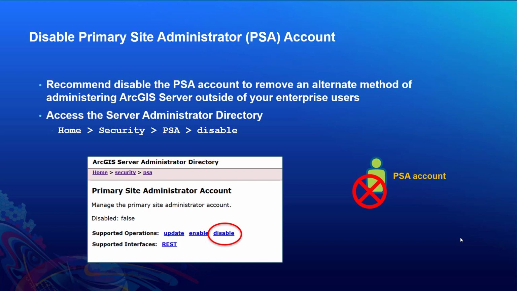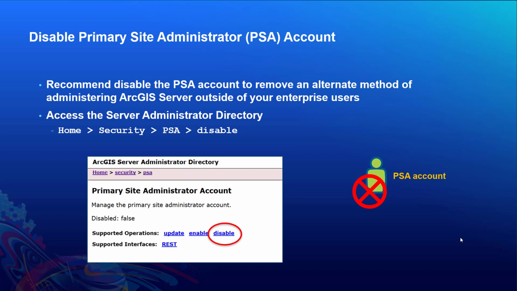So that helps to ensure accountability because your administrator accounts are managed at the domain level, and that way, if an administrator of your ArcGIS Server environment leaves your organization, then managing that account can easily be handled at the domain level rather than someone worrying about or remembering to disable or change the password of the PSA account after that individual leaves. In this case, you go into the ArcGIS Server Admin API or the administrator directory, go into security, and then click on the PSA button and simply click the disable button to disable that option.